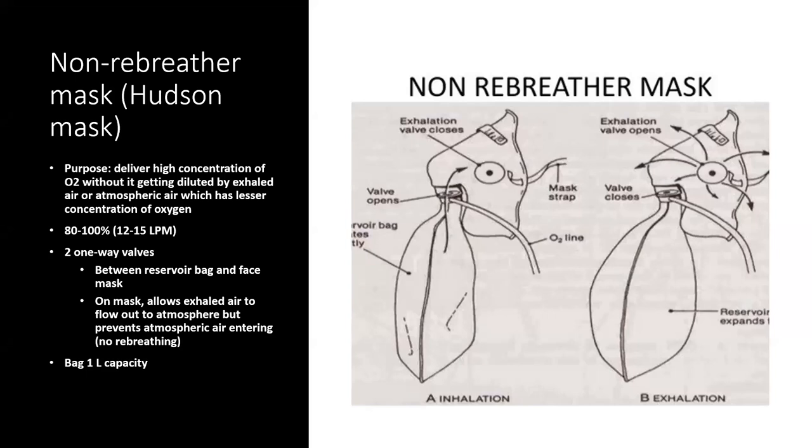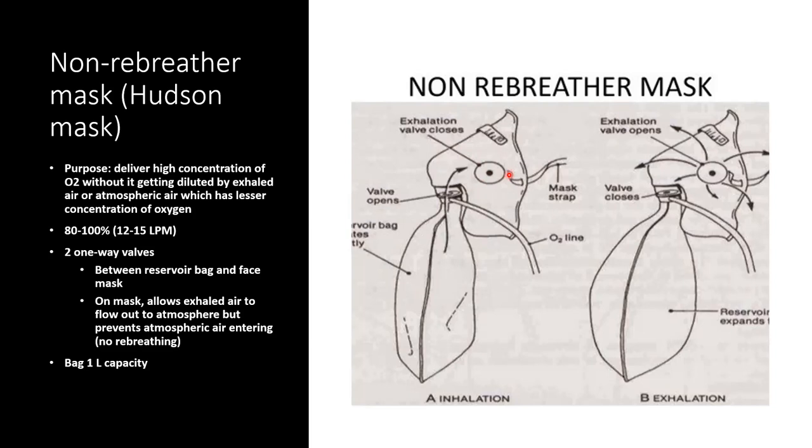So in summary, a non-rebreathing mask gives a high concentration of oxygen. This has a reservoir bag, and it has a one-way valve that allows oxygen to be delivered to the reservoir bag during expiration and minimizes, of course, entrapment of oxygen. Why is that? Because there's a one-way valve over here that allows for exhaled volume to come out, but it does not allow for entry of air.